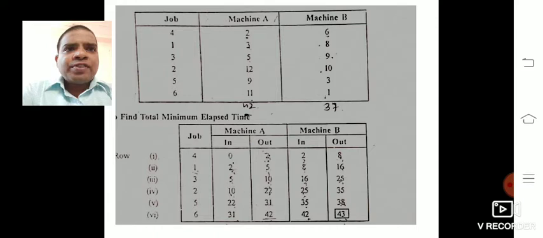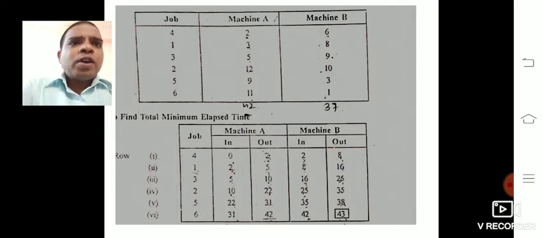Now we can take the fourth job. That job undergoes the process: first the job enters machine A at 0 minutes. It will come out from machine A after 2 minutes. See the upper table, for the fourth job the processing duration is 2 minutes under machine A, so it enters at 0 minutes and 0 plus 2, it will come out from machine A after 2 minutes, that is 2.